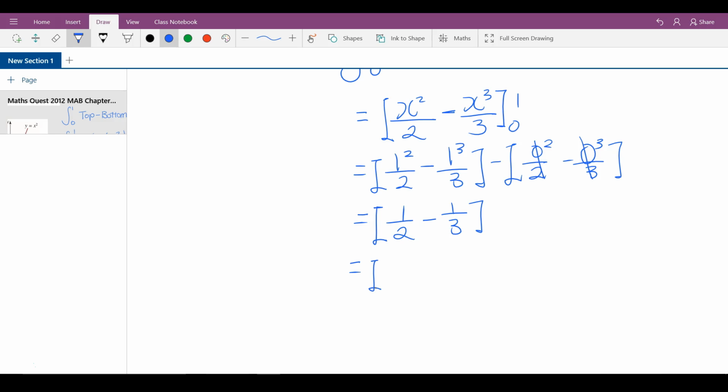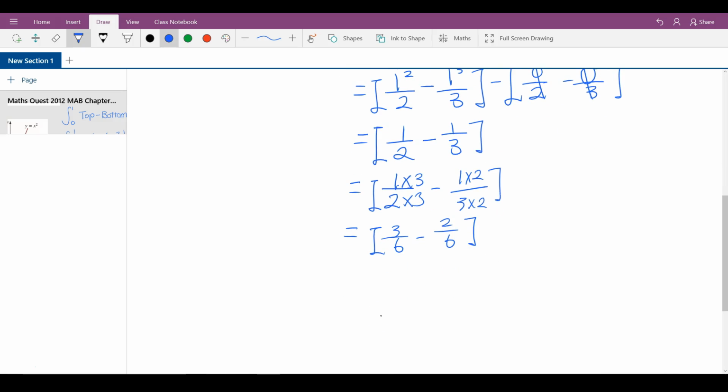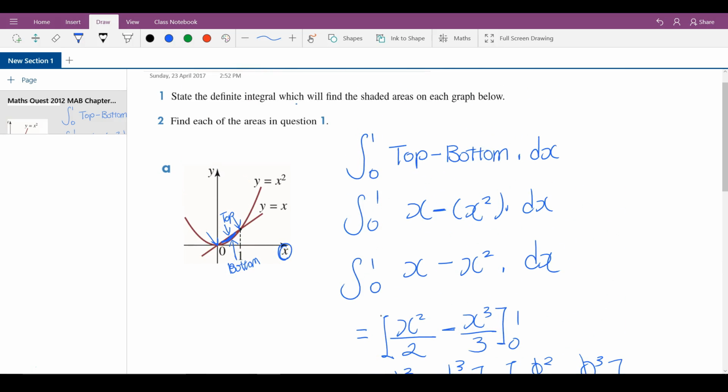Let's find the common denominator, which is 6. To do that, 2 has to be times 3, so what you do to the bottom, you do to the top. To make 3 into 6, you need to times 2, so whatever you do to the bottom, you do to the top. That gives you 3 over 6 minus 2 over 6. The answer is obvious, it's just 1 over 6. There you go. That's the area of the shaded region.